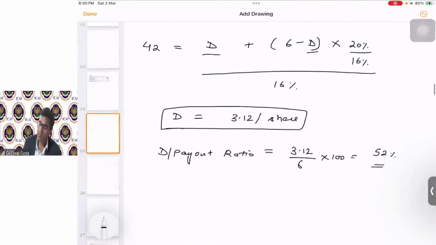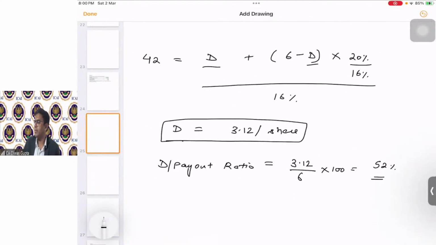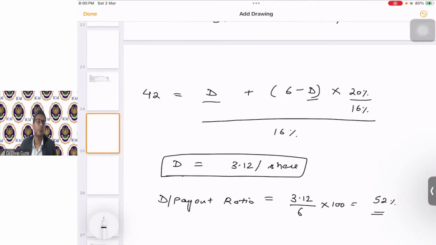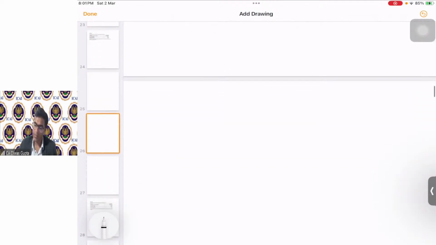Clear, students? Tell me, clear, everyone? So Walter's model is clear? Harmisha, crystal clear. Srinivasan, yes. Sahil, yes. Shweta, yes. Perfect. Bhumika, your answer is correct. 52%. Now let's come to the third model.